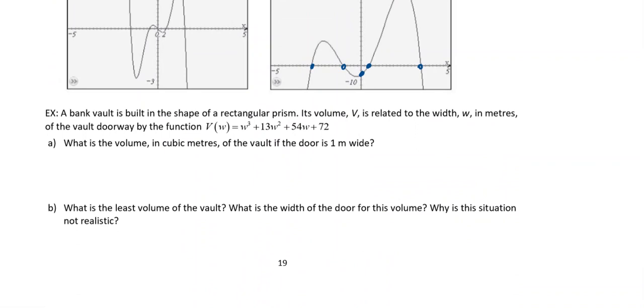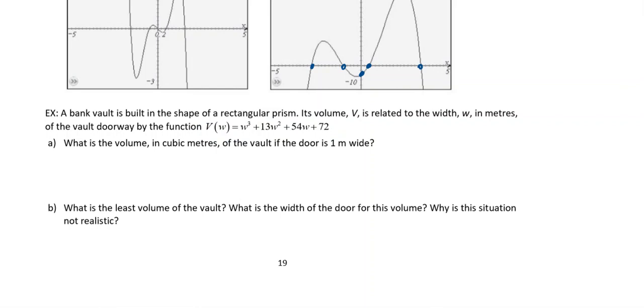Okay, so a bank vault is built in the shape of a rectangular prism. Its volume V is related to the width W in meters of the vault doorway by the function. So here's our function. Now it says, what's the volume in cubic meters of the vault if the door is 1 meter wide?